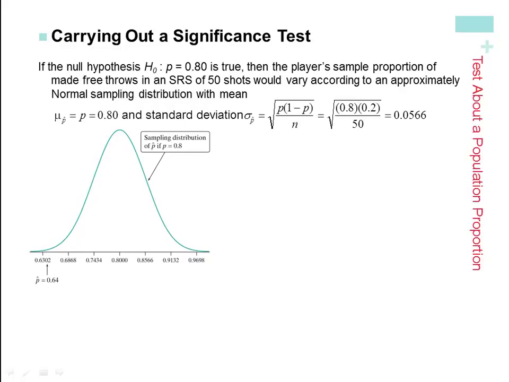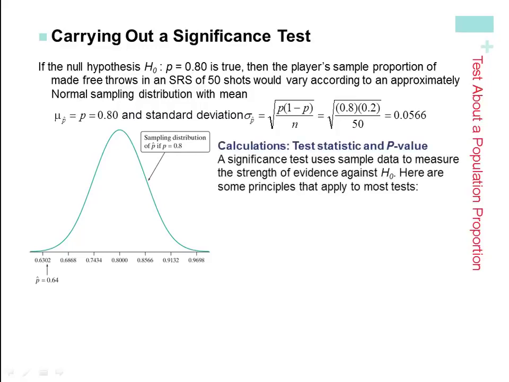The name of the test that we are going to perform is a one-sample z-test for proportions. After we name the test, we want to come up with the test statistic and obtain a p-value. A significance test uses sample data to measure the strength of evidence against the null hypothesis.